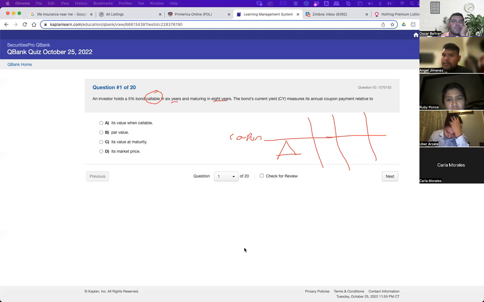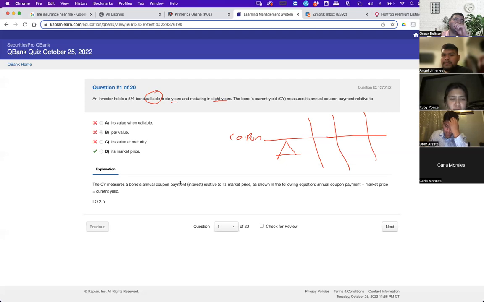I think it's B. As in boy. Yeah. I was saying it was the current yield measures to its annual coupon bond. I thought it meant the current yield was equal to the coupon. Yep. These are here that you get to memorize them.